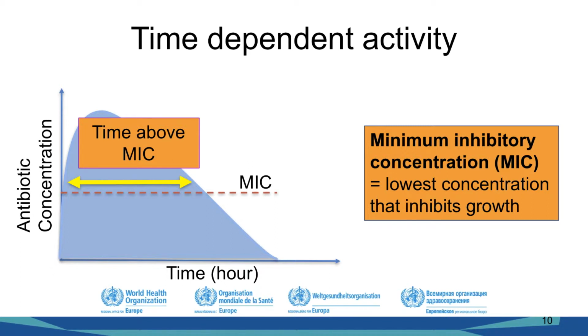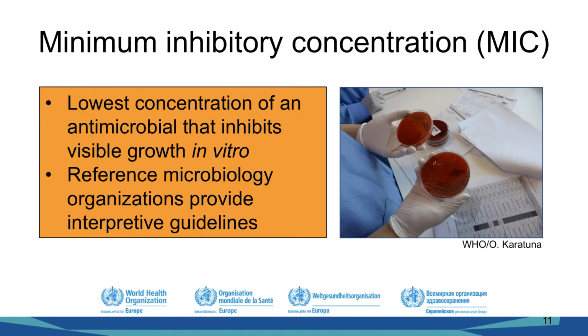The minimum inhibitory concentration, or MIC, is the lowest concentration of an antimicrobial that inhibits visible growth in vitro, or in other words, of an organism on a plate of culture media. This is determined by testing serial concentrations of an antimicrobial and assessing for the inhibition of bacterial growth.